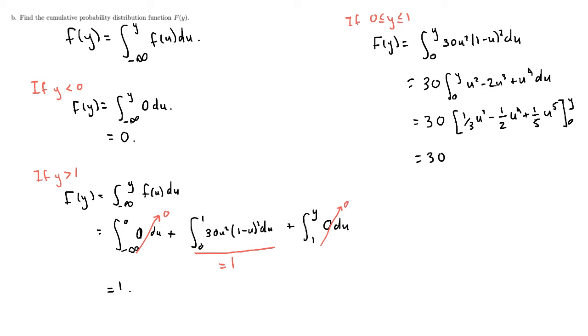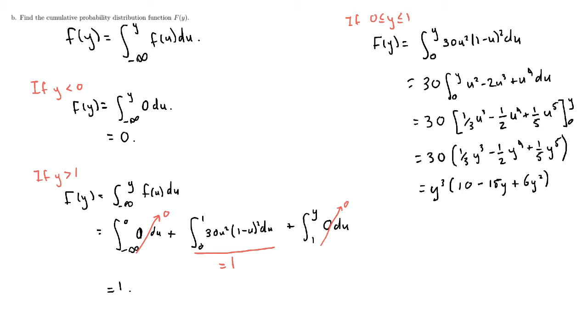So we can sub in that y, and we will get 1 on 3 y cubed minus a half y to the 4 plus a 5th y to the 5. And that 0 will just give us 0, so we don't need to worry about it. And we can bring that 30 back in to get a bit more of a simplified form. We can factorize out a y cubed, and that will give us a 10 minus 15y plus 6y squared.